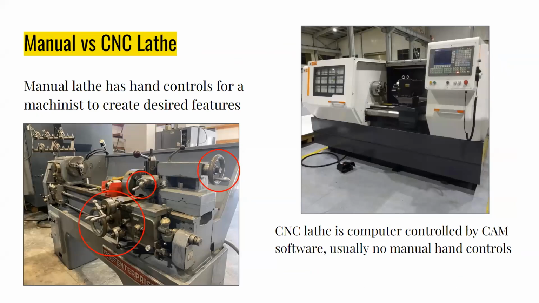The two distinct types of lathes are manual and CNC. A manual lathe has hand controls for machinists to create desired features, while a CNC lathe is going to be computer controlled by CAM software, and these typically don't have manual hand controls for machinists to use.